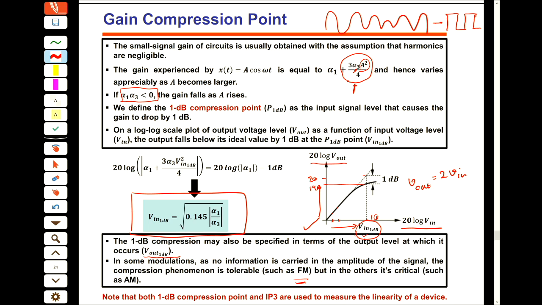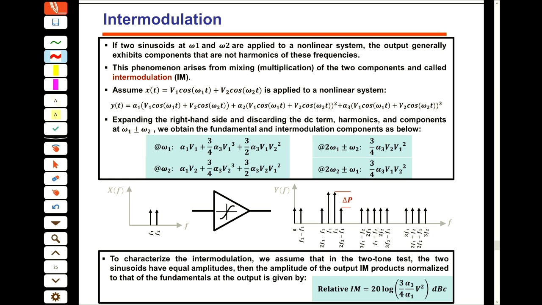Question. The next one is intermodulation. So far what we discussed is about a single tone signal into our system. Okay? Now if our signal has two tones, I mean that we have two sinusoids at omega 1 and omega 2 going into a nonlinear system that I defined previously, approximated by a third order polynomial. Okay?